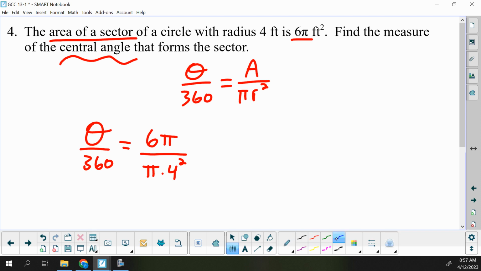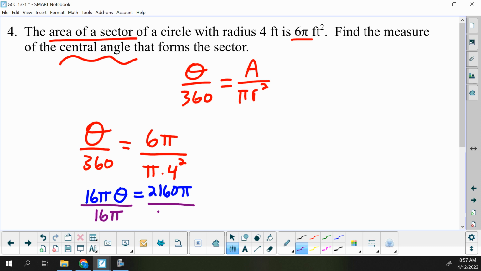If we go ahead and cross multiply, 4 times 4 is 16. So we're going to have 16 pi theta equals, we'll have some number of pi. We'll give you a moment to cross multiply that other one. So we should get 2160. Pi is a number, not a variable. So the variable we're solving for is theta.